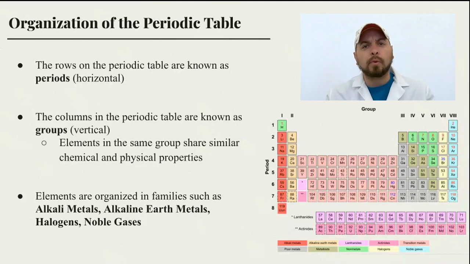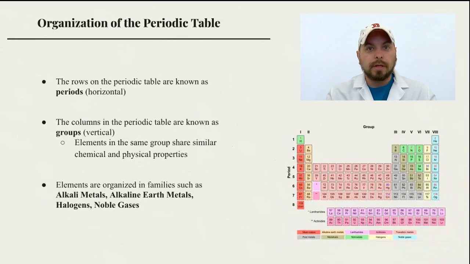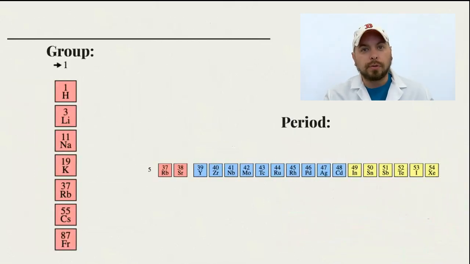We're going to talk a little bit more about why they share reactivity properties a little bit later in this unit. But in the end, you do need to understand that if two elements are in the same group or in the same column on the periodic table, they share a lot of chemical properties with each other.